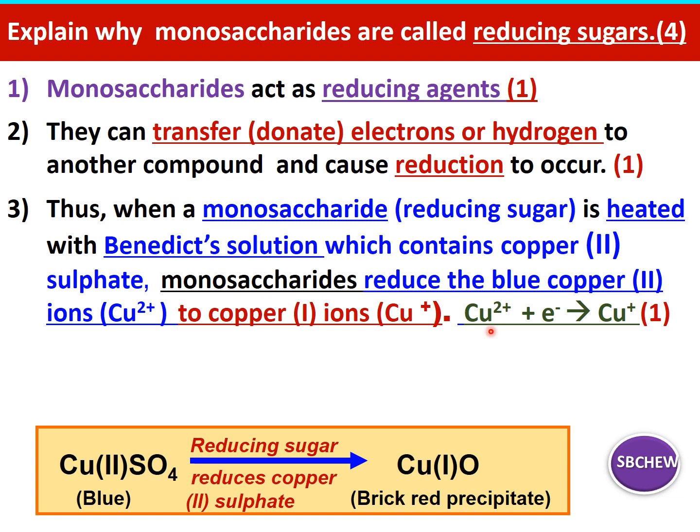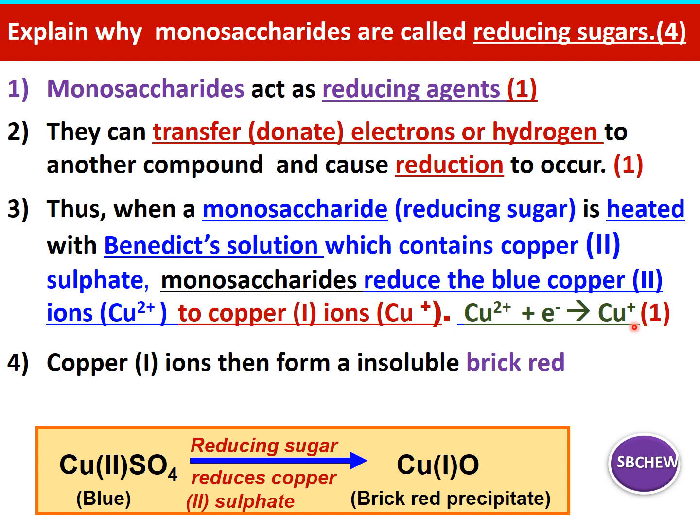Okay, this is the basic equation for the reaction between monosaccharides and the Benedict's solution. So now we have from copper 2+ we get copper+. What happens to the copper+ ion?